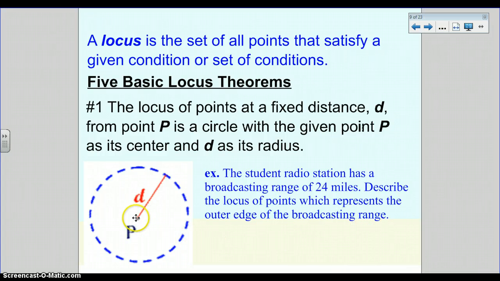So point P would be the radio station, d would be 24 miles, the range that it broadcasts to would be anything that falls within this circle. So this is the locus, this is the set of points that satisfies this given condition. So in general, a distance from a point, the locus is a circle.